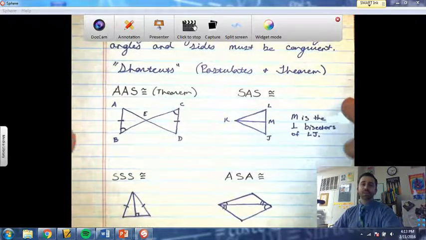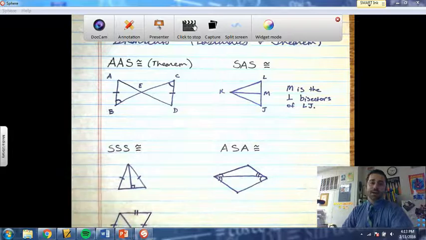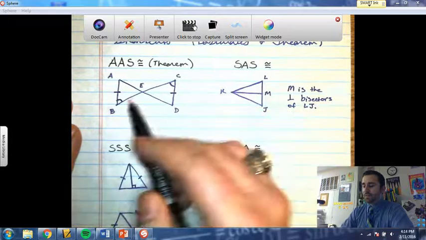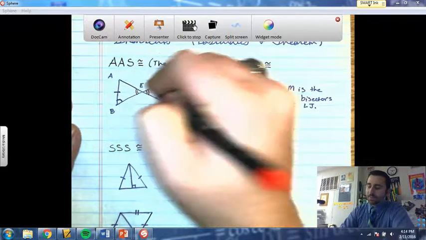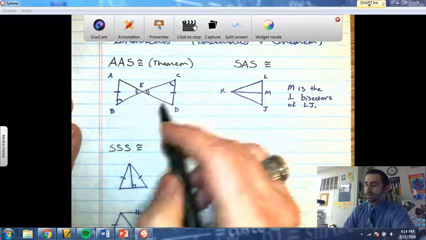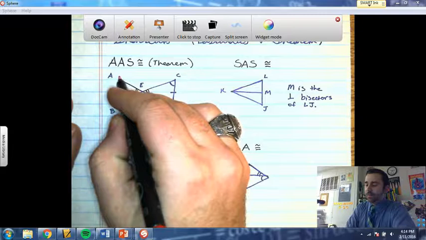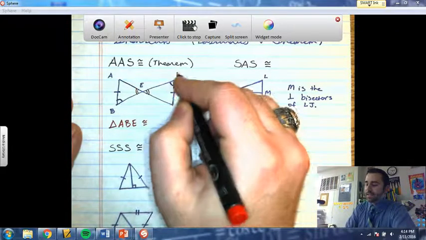The first is the theorem, angle, angle, side. So the angle, angle, side theorem tells us that if I have 2 angles and a side that is not contained between the 2 angles, so in the order angle, angle, side, then the triangles are congruent. Looking at this picture, I only have 1 angle. However, I know that vertical angles in triangles are congruent. And so I can state that triangle ABE is congruent to triangle DCE.